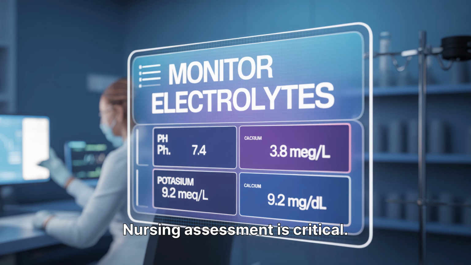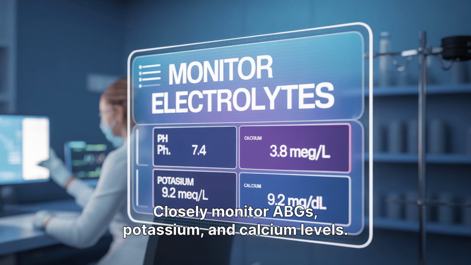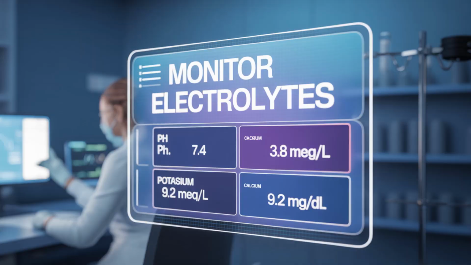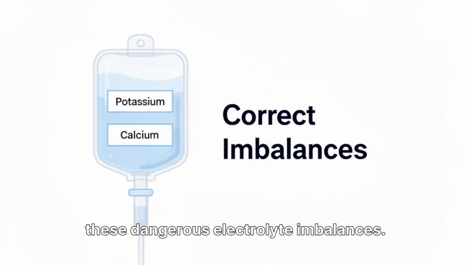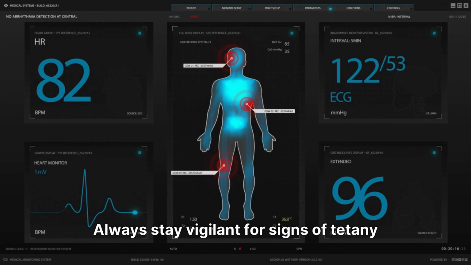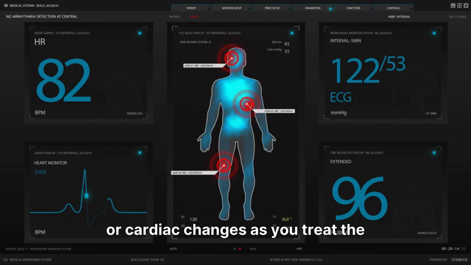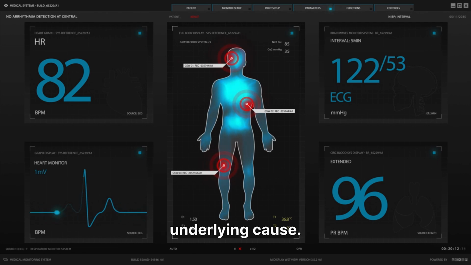Nursing assessment is critical. Closely monitor ABGs, potassium, and calcium levels. Administer prescribed medications and fluids to correct these dangerous electrolyte imbalances. Always stay vigilant for signs of tetany or cardiac changes as you treat the underlying cause.